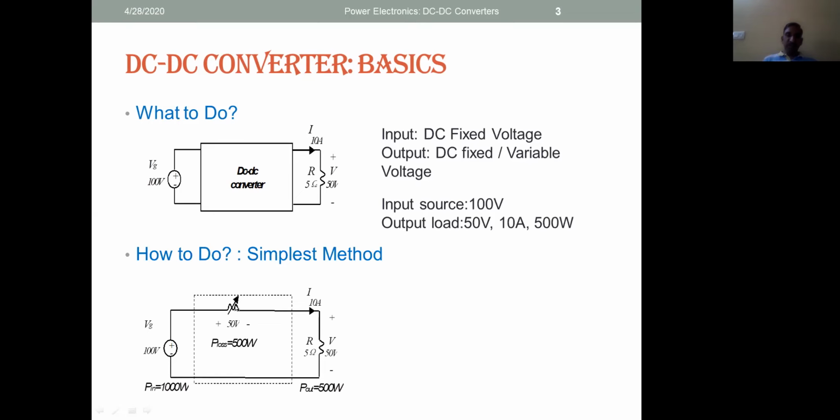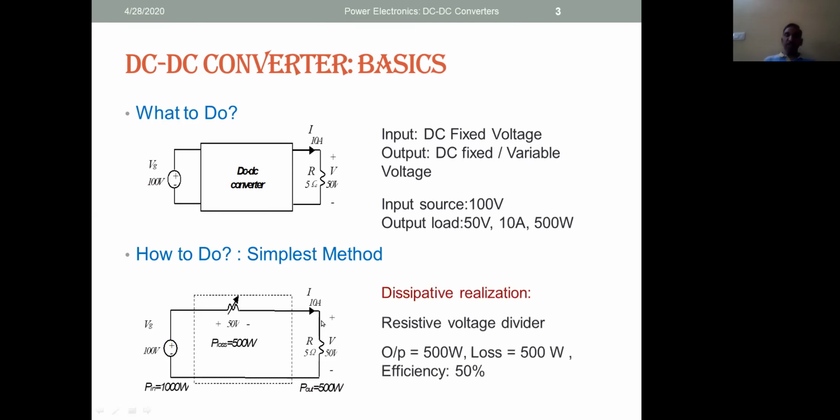So set this resistor at 10 amperes and 50 volt is dropped across the resistor. 50 volt is the load voltage. So load power is 50 volt into 10 ampere, 500 watt. But the supply was delivering 1000 watts. So efficiency is reduced to 50% and 50% power is lost or dissipated inside the resistor. This is not a preferred realization because we are simply dissipating the power which is not required.